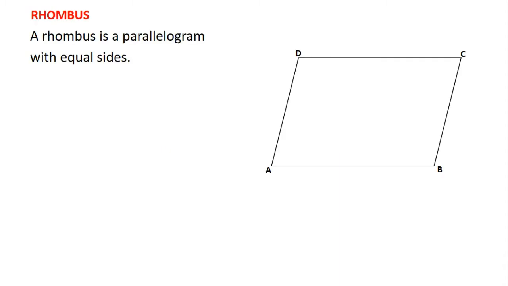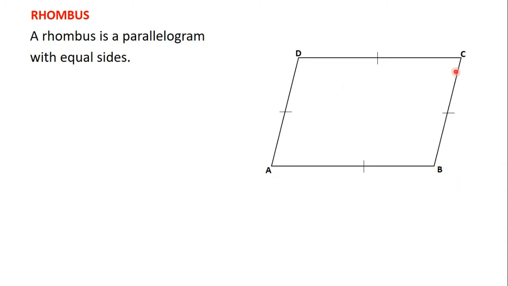A rhombus is a parallelogram with equal sides. So the diagram we have here, A, B, C, D, is an example of a rhombus. It looks like a parallelogram. The only difference is that it has equal sides. That means that the length DC is equal to the length AB, represented by this bar here and this bar here. In the same way, the length AD is equal to the length BC. So AB is equal to DC and is equal to AD and is equal to BC.